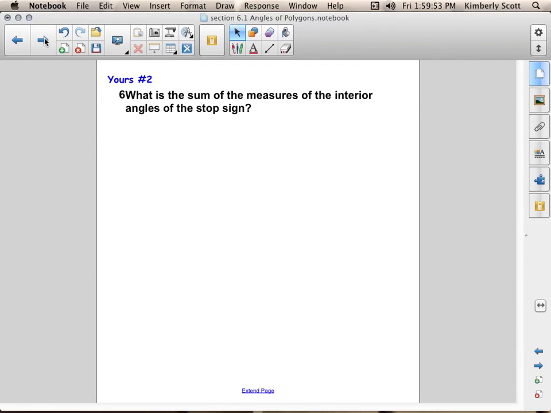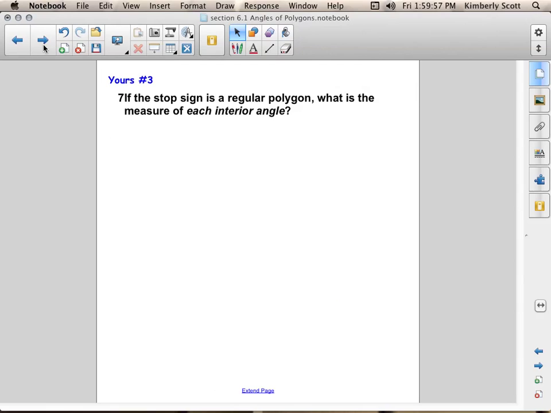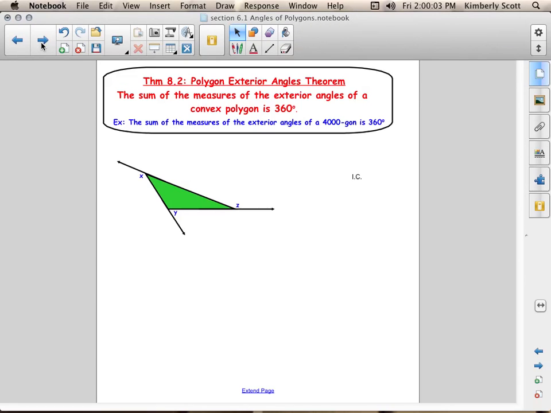Yours number 2, so I'm going to skip it. Yours number 3, so I'm going to skip it. By the way, a stop sign, everybody should know this, draw it out if you don't, has 8 sides. Theorem 8.2 is the other theorem that we're going to talk about today.